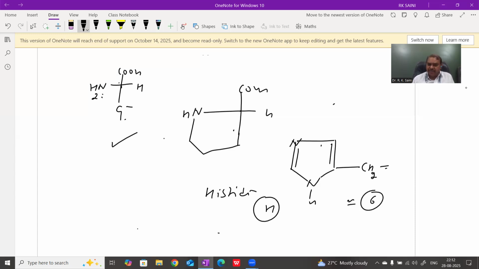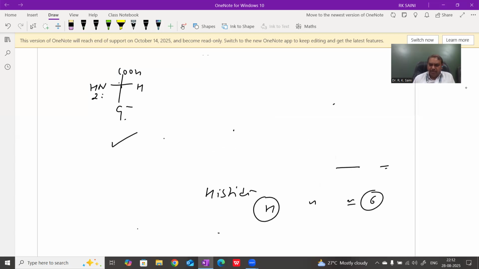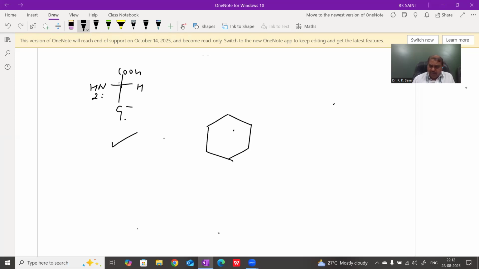And another amino acid is tryptophan. It is also a heterocyclic compound and consists of a 6-membered ring and a 5-membered ring. The 5-membered ring is like pyrrole, and the adjacent valency contains CH2. It is known as tryptophan, and its single letter code is W.